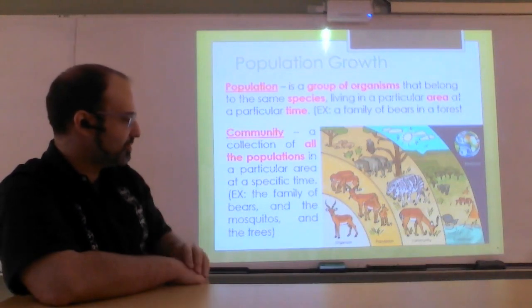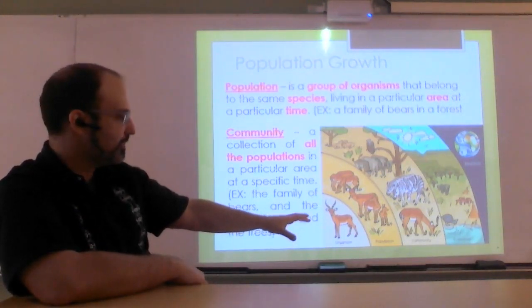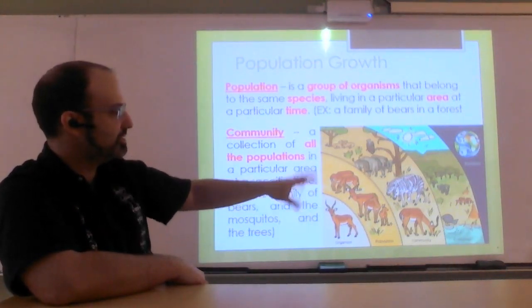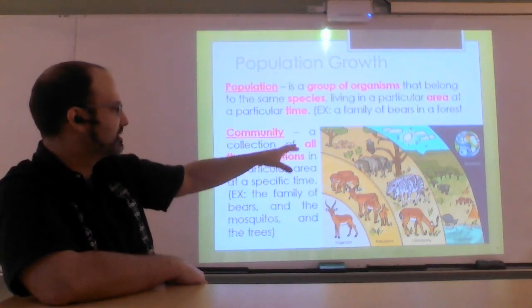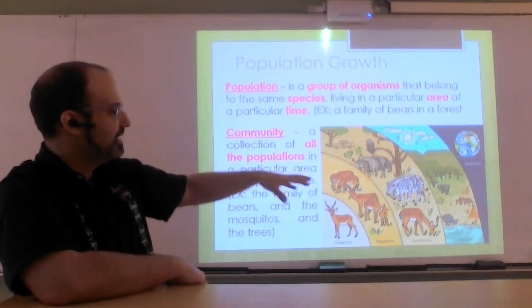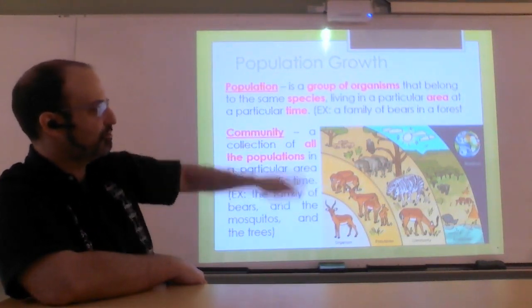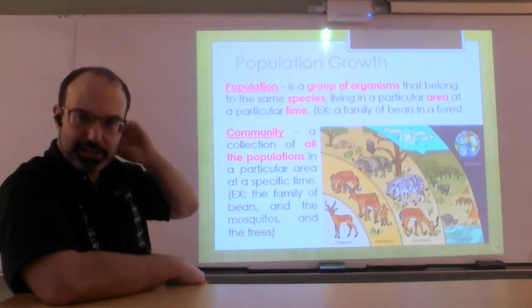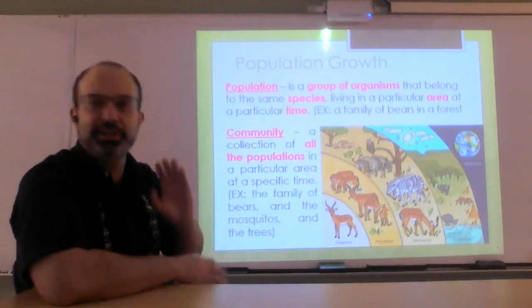So you can see here in this picture, right, a single organism is just one deer. A population is all the deer. A community is the deer, the zebra, the oxen, the vultures, the lions, the trees. And the ecosystem is everything, the animals, the plants, the sunlight, the water, the minerals, everything.